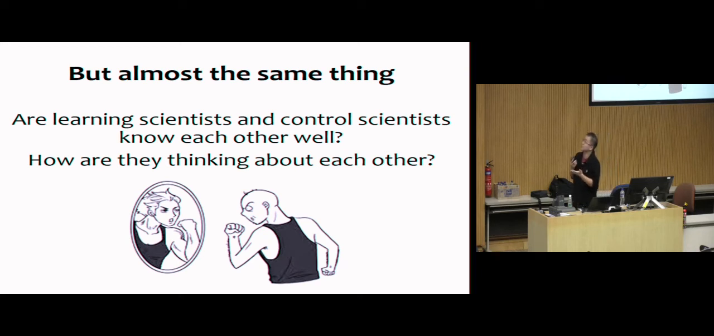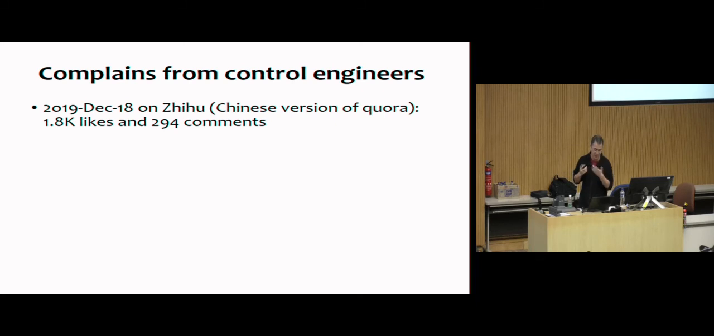So then we can ask questions: do learning scientists and control engineers know each other well? And how do they think about each other? Actually, this is the main motivation of my talk, and why I chose this topic. Let's see some comments. These are complaints from some control engineers. I just cut them from Zhihu, which is the Chinese version of Quora. This is very recent, December 18th, and it got almost 2,000 likes and 300 comments.